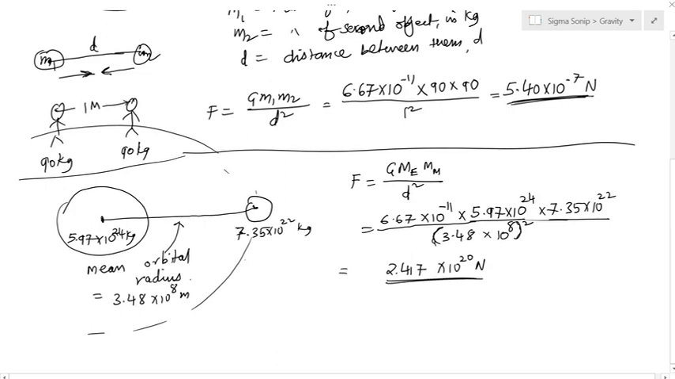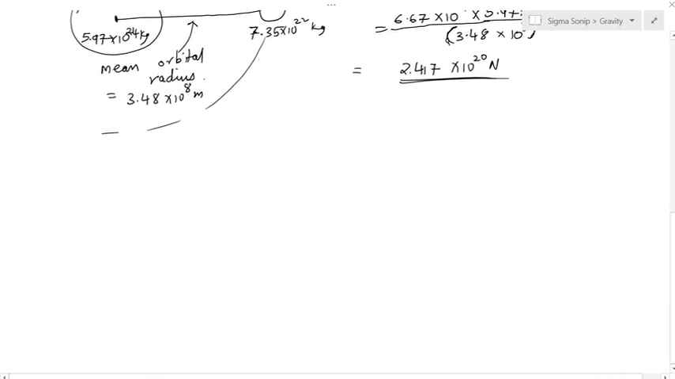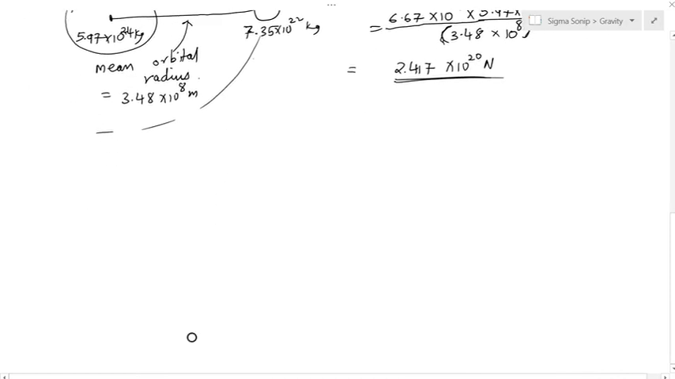So now we can see that this force is huge here. It's a huge amount of force, only because we are now finding force between two huge bodies. All right, let's look at another example. Suppose we got this, our Earth.